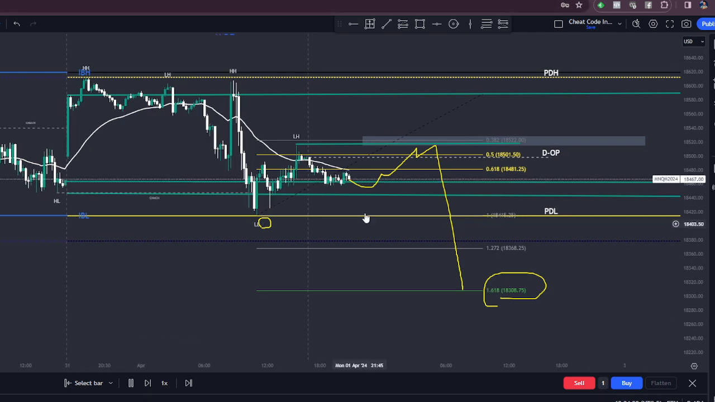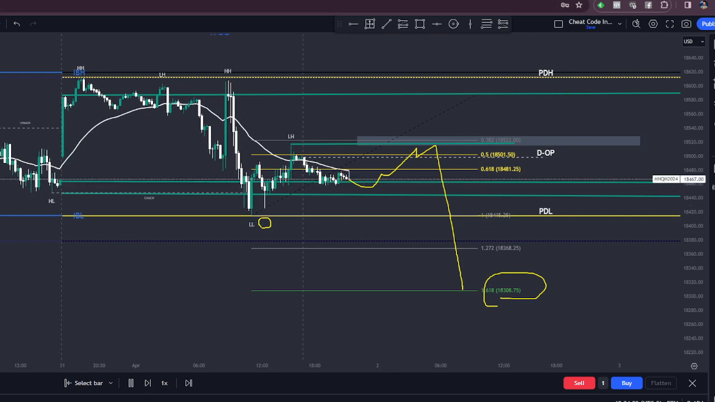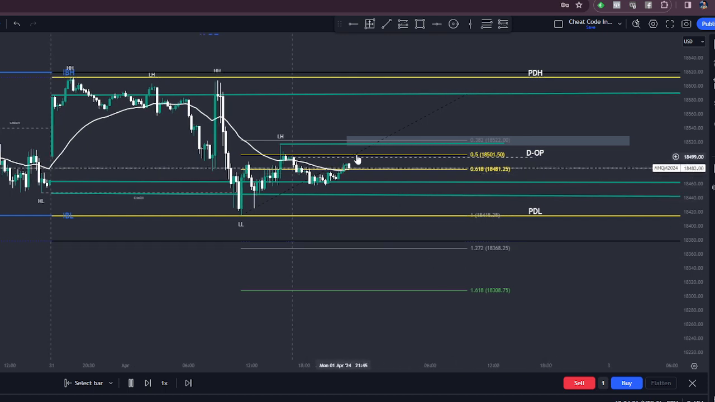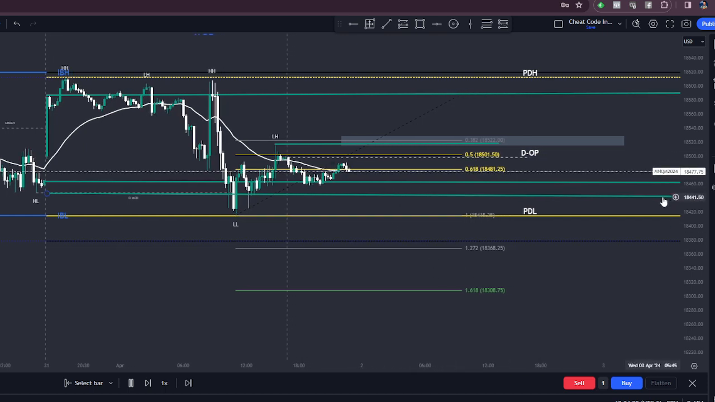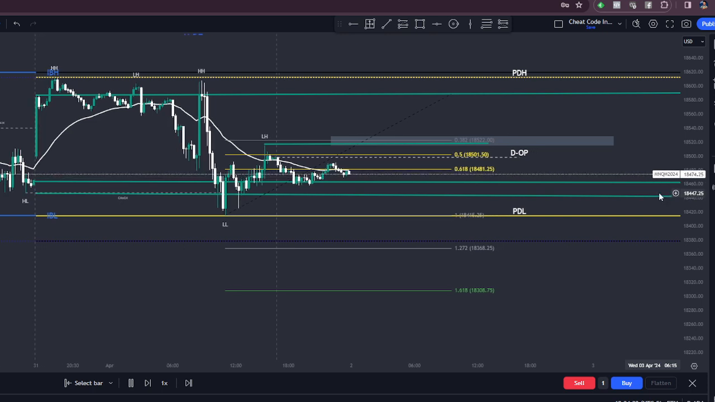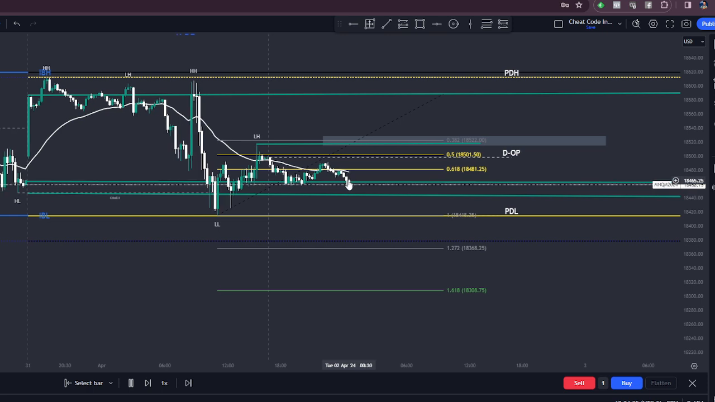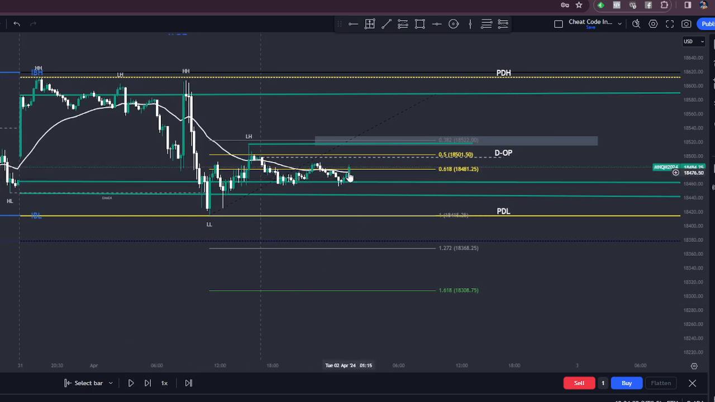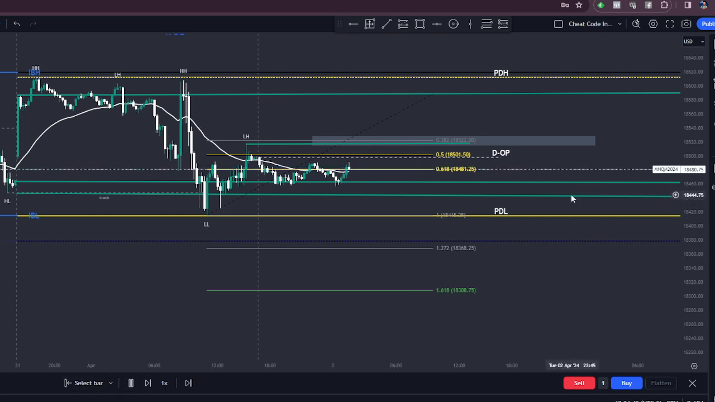Oh, it says M15. And let's see, what time is it now? Let me pause that. It's only 1 o'clock in the morning. I'm not here yet.